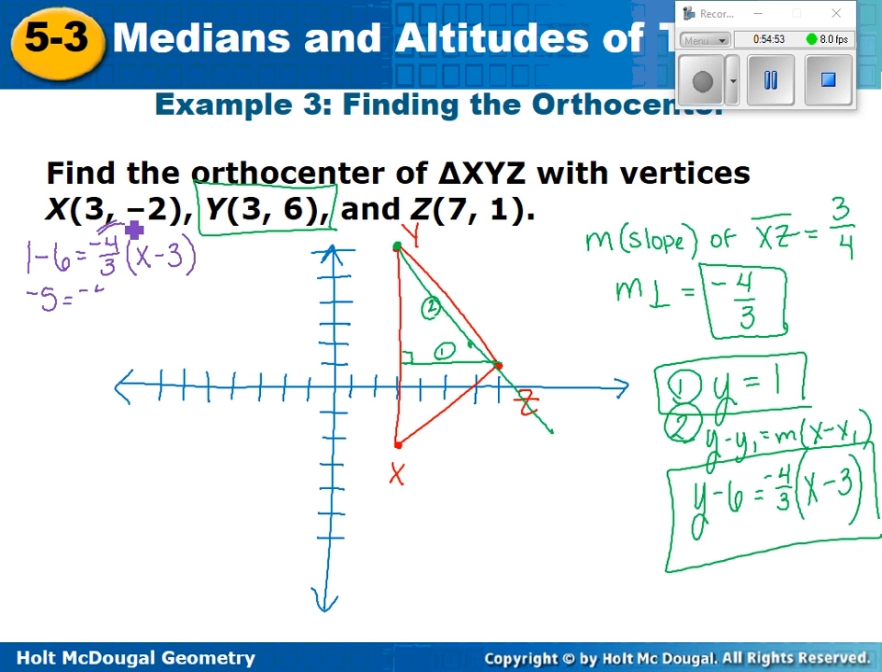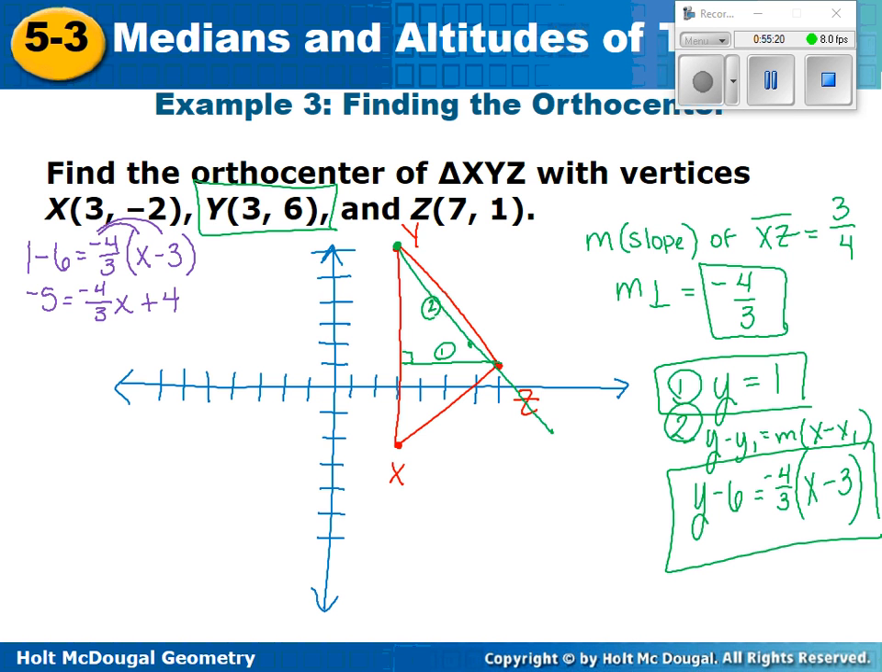Okay, so we're going to distribute this. So this will be negative 4/3 x. What is a negative 4/3 times negative 3? Okay, so it'll be positive 4 because it'll be 12 over 3, which reduces to 4. Or remember, the 3's can just cancel and you're left with positive 4. Does that make sense? Okay.